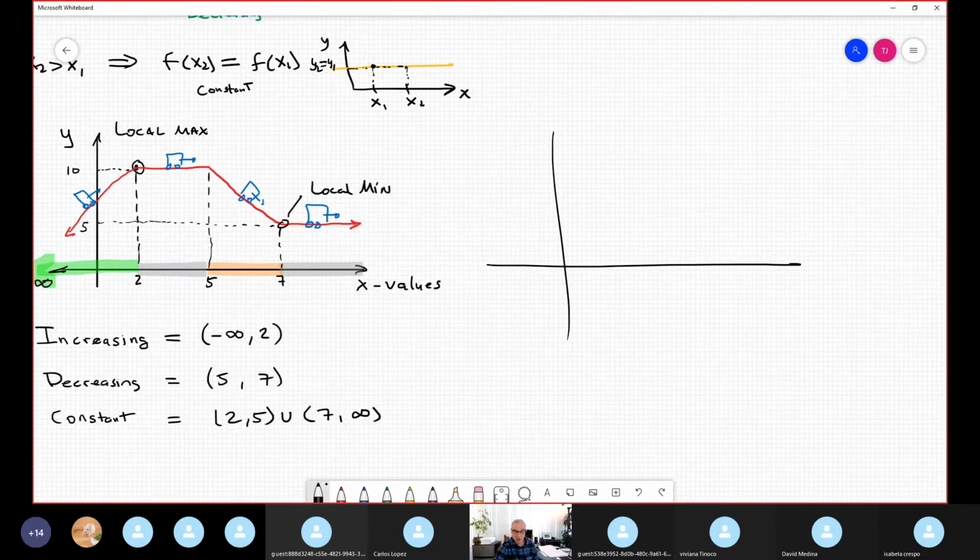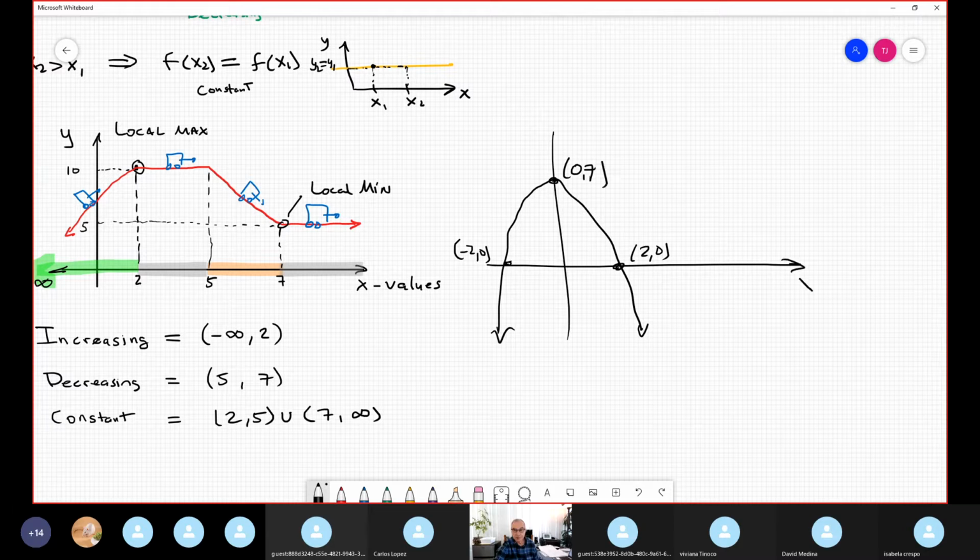So I suppose a parabola like that. Boom. So to confuse you, I give the points. This point is the point (2,0). This point is the point (-2,0). And this point is the point, I don't know, (0,7). This is x, and this is y. So the question is the same, no? Increasing, decreasing, and constant intervals.